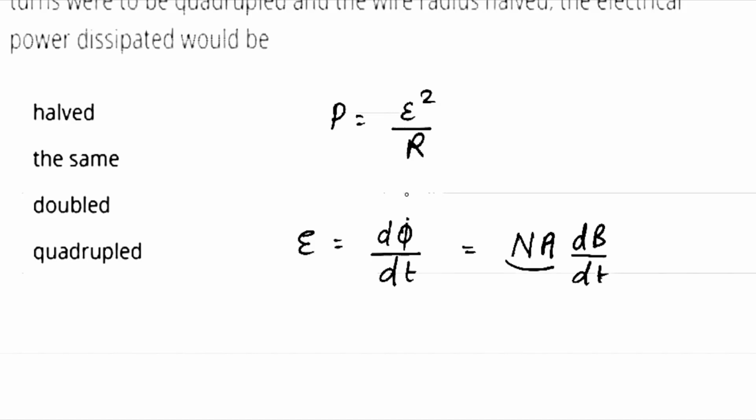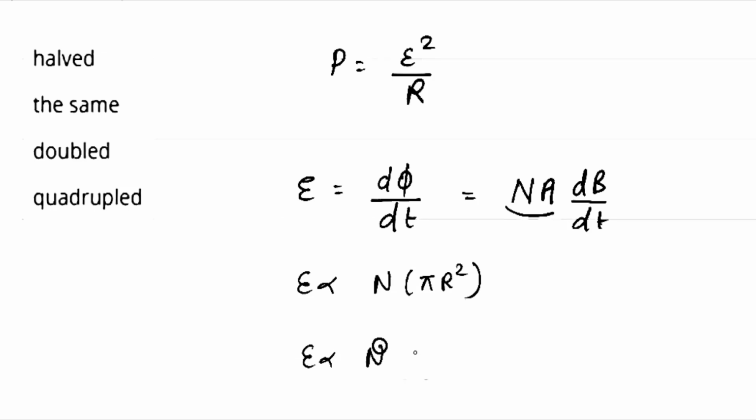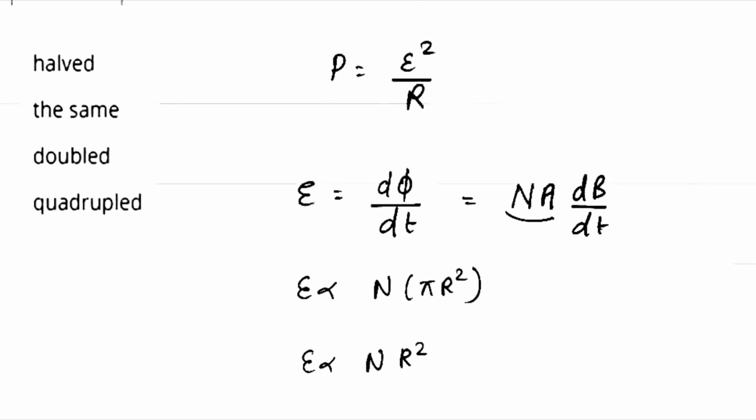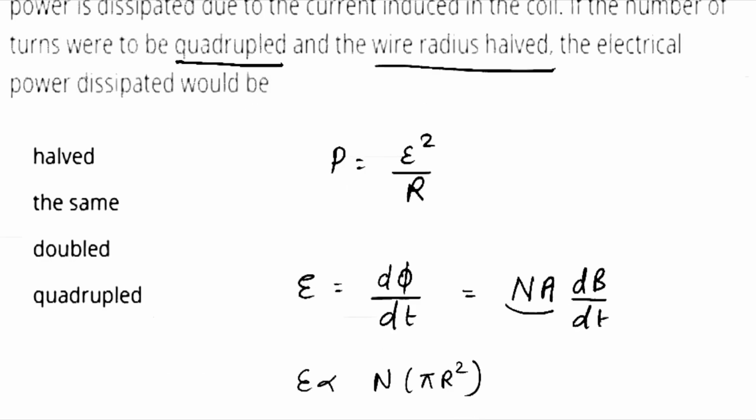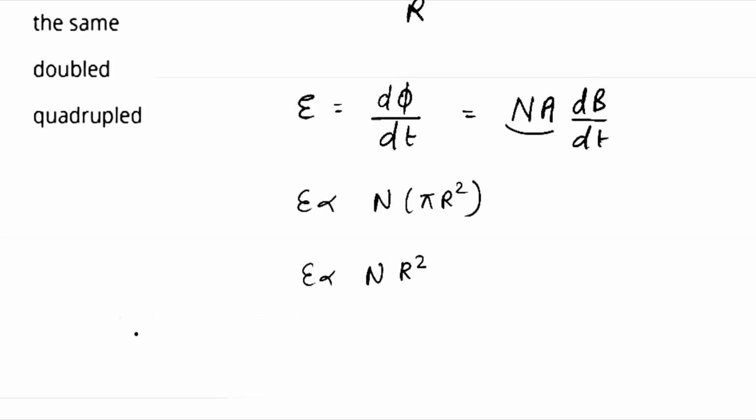So we have to find out the ratio, we have to check whether the power decreased, increased, or what happened to power. So if you see, dB by dt is the same for the two, so the EMF induced is proportional to N into A, where A is pi into R square, number of turns times of this. So we can write the EMF induced is proportional to this. Now the power is proportional to E square, that is this square.